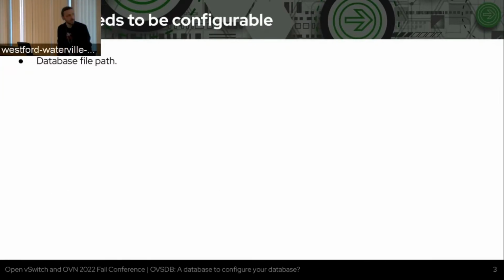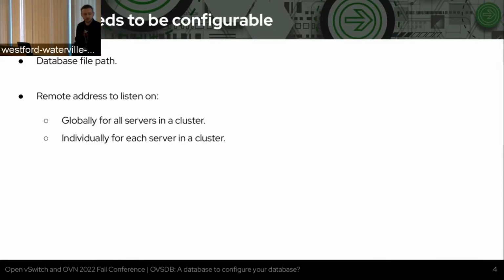Let's take a look at what actually we need to configure. There's a variety of things. First is the database file itself. So the database server needs to know where the database file is stored, or if it's actually needed or not. The next big thing is a remote address to listen on, so the clients can connect.